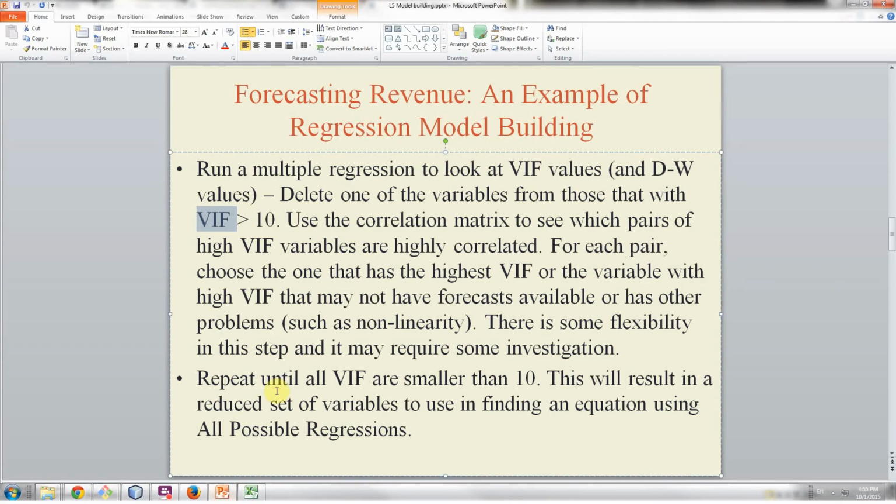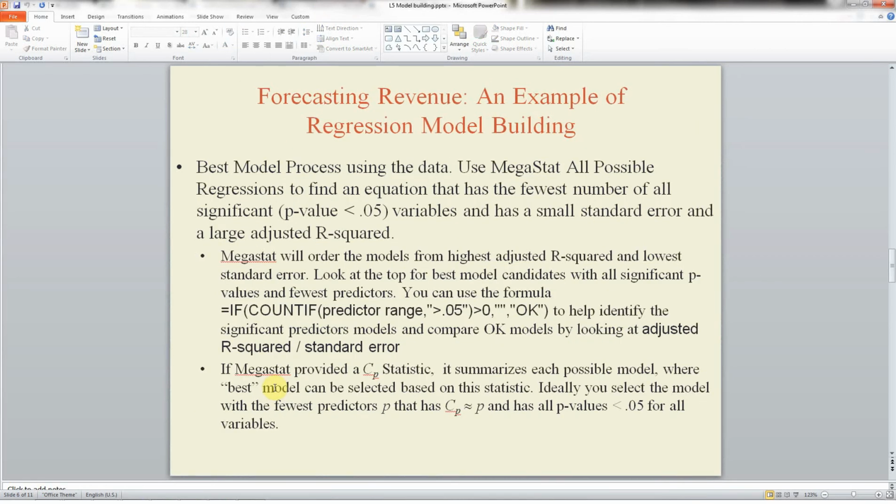Okay, so now that we've found a set of variables where multicollinearity is not a problem, what we're going to do is now use a process to find the best model. And there's a couple of different ways to do this, but essentially the standard way to approach this is just to look at every possible combination of independent variables. So Megastat has a feature to allow you to do this. It's called the best model, or all possible regressions.